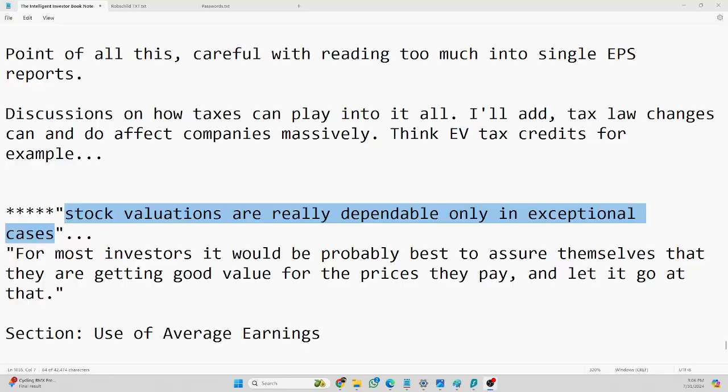Sorry about all the light changes. My lamp is going crazy.